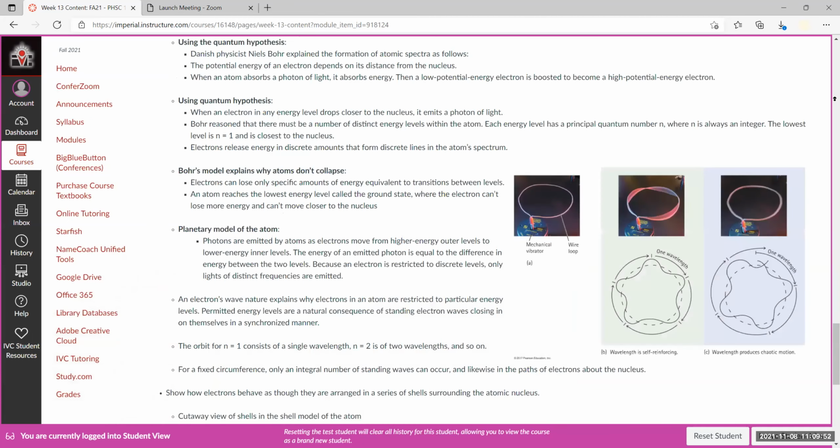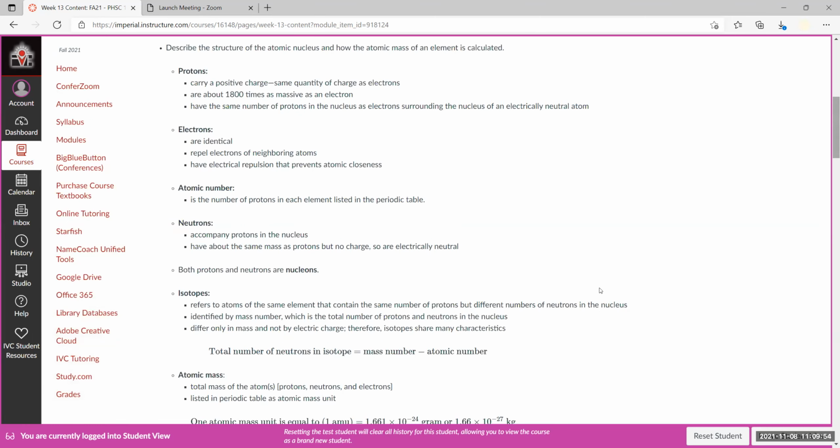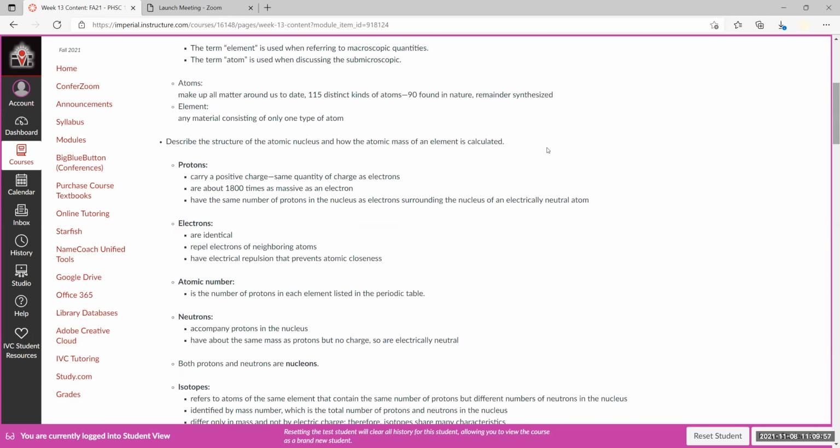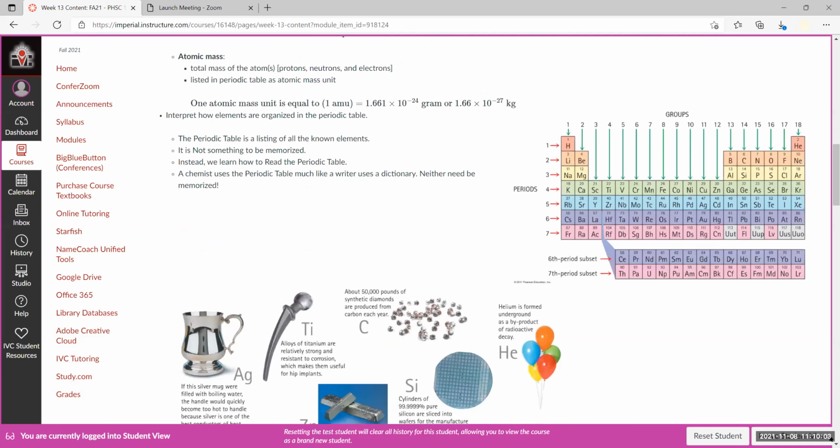Okay, this went too fast, sorry. So again, here are the periods 1, 2, and so on, and these are the groups. The groups have to do with the electrons. This is in a nutshell your chapter.